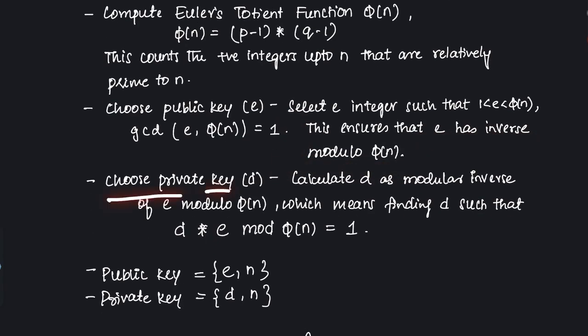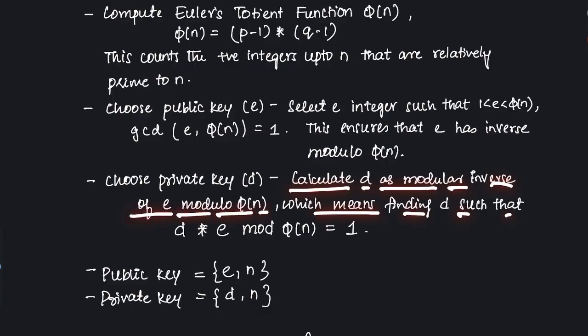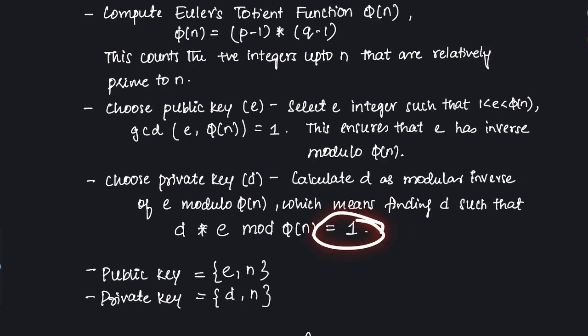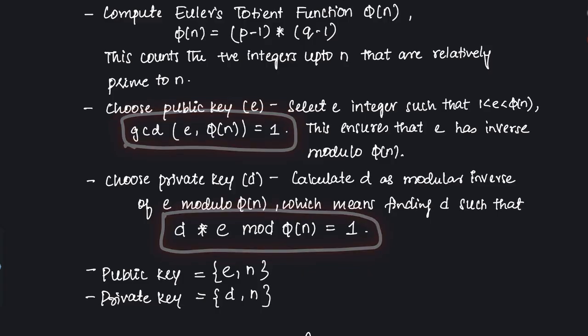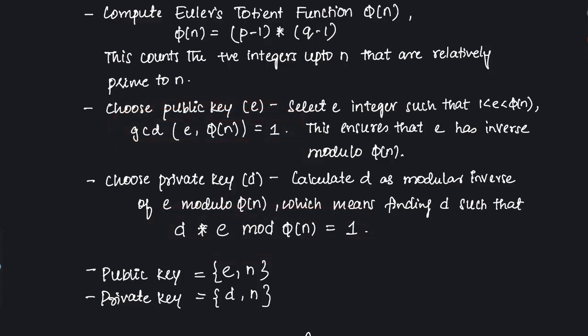Next, we have to choose the private key here. The private key is denoted by D. We calculate D as the modular inverse of E modulo phi of n, which means finding D such that D into E mod phi of n is equal to 1. From the congruence we are converting it into the equality, and for that we'll be using this particular formula. I've just written down the direct formula. There is a calculation for how these are derived, but all that is not necessary from an exam perspective. Understanding these is sufficient.